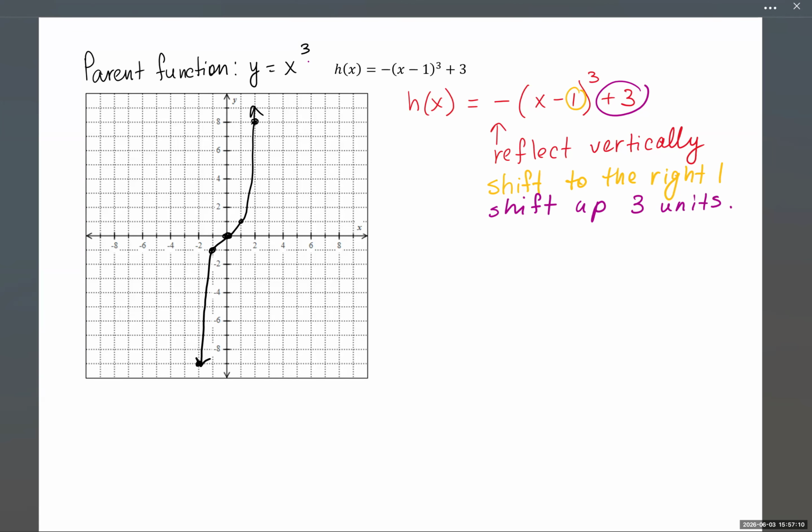Let's go ahead and do the actual graph. Start with the translations or shifts to the right 1 and up 3. That's right here. Now the function has not been stretched, but it has been reflected. What does that mean? Well, in the original function, the left end points down and the right end points up. In the reflected function, the left end will point up and the right end will point down. So something like that.